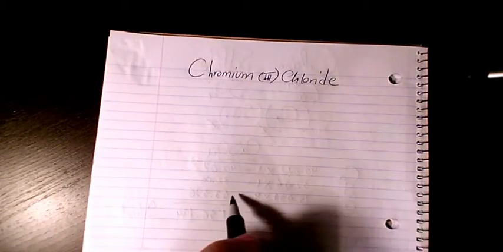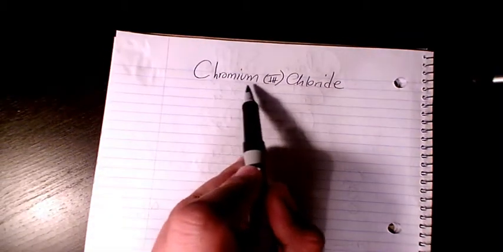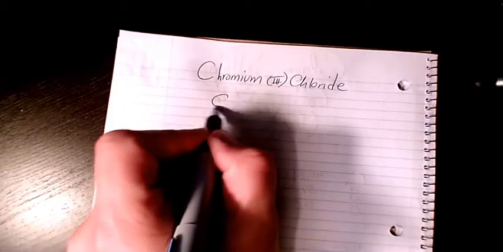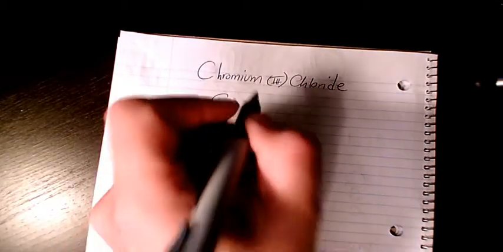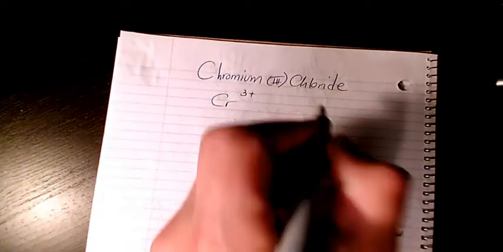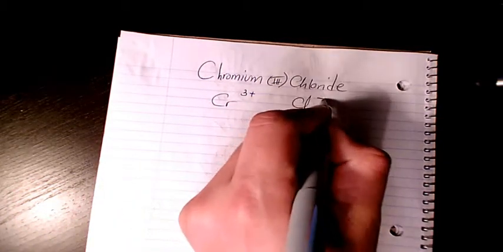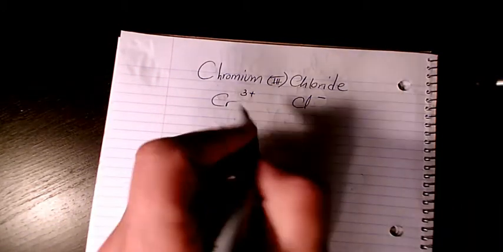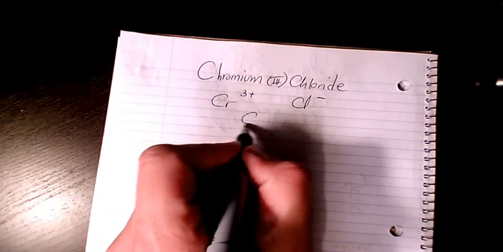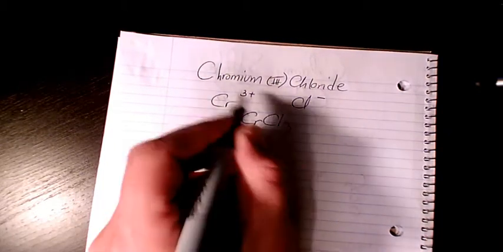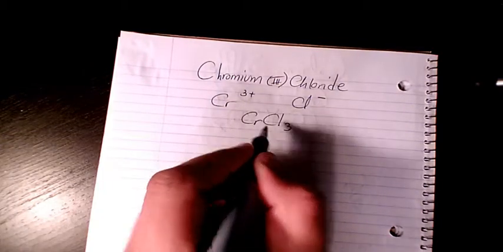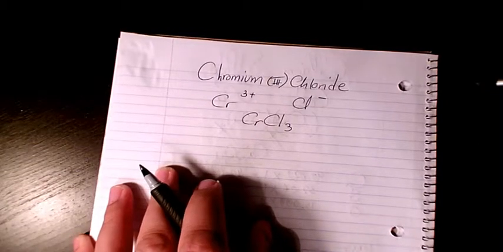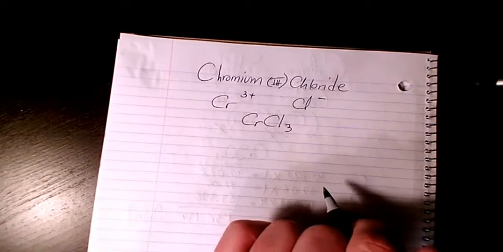In this video I want to show you the molecular formula for chromium 3 chloride. So chromium is Cr, and since this is 3, it's Cr3+, and chloride is -1 because it belongs to a halogen group. So if you want to write it down, the 3 is going to sit here, the 1 is going to sit here, and then you write it as CrCl3. That's the molecular formula for chromium 3 chloride.